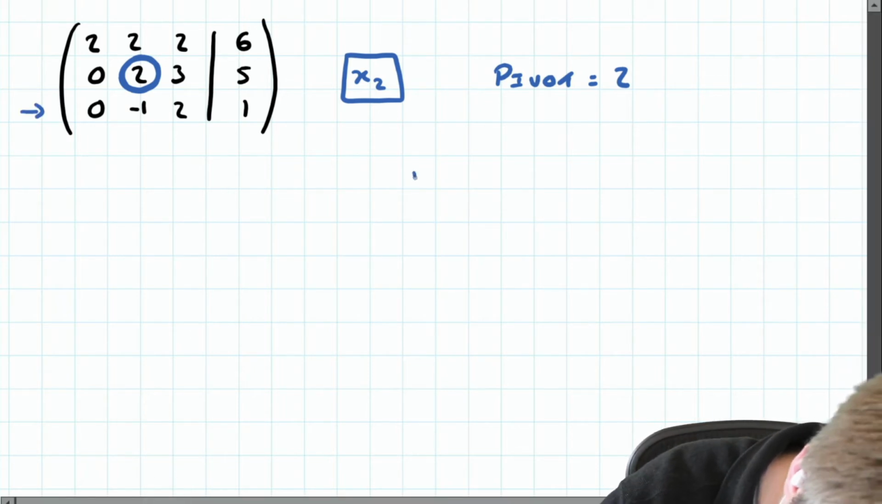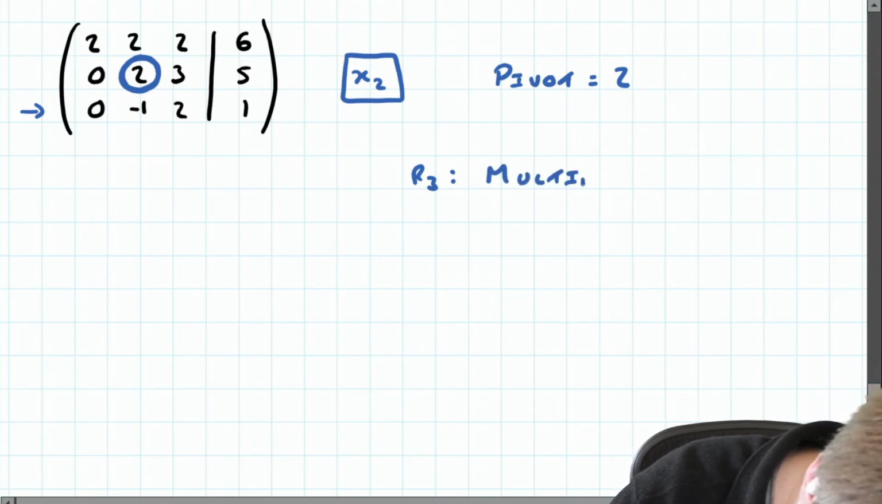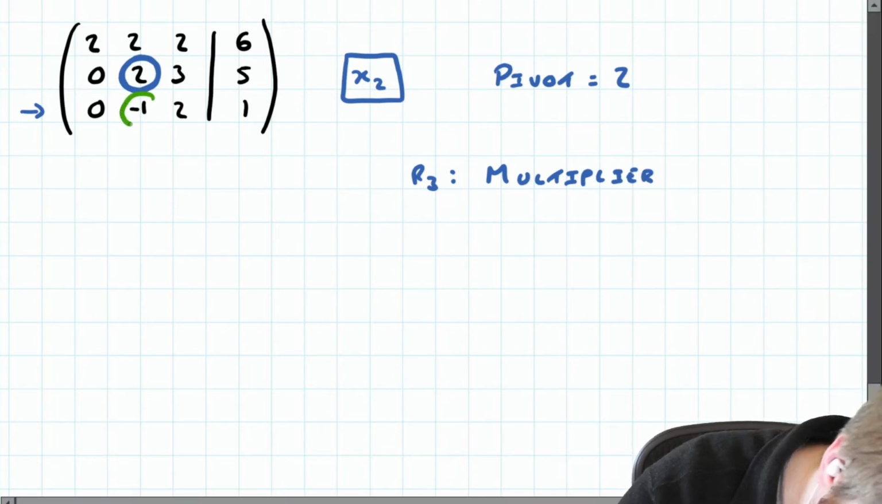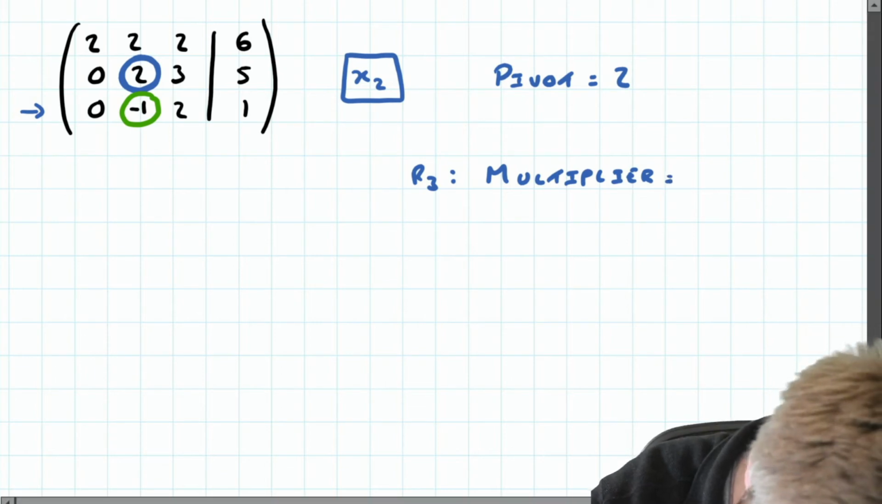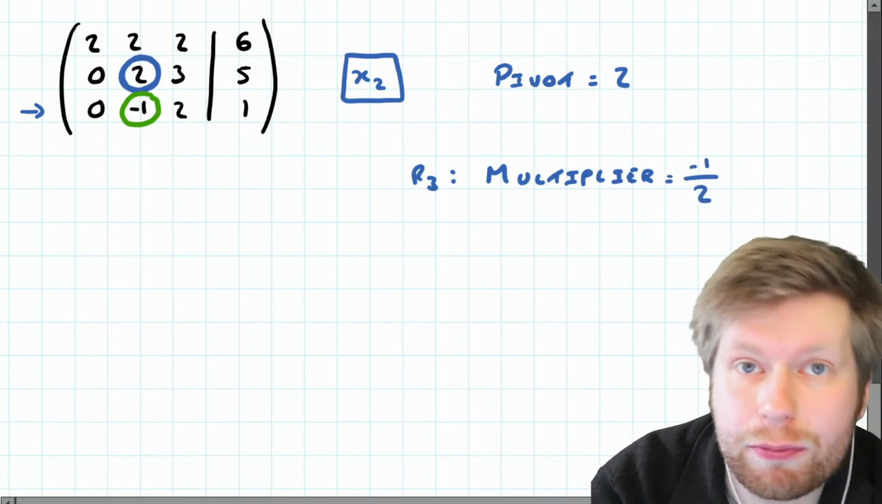So looking at row 3, let's figure out what my multiplier is. Now just remember, the way I work out my multiplier is exactly the same as before. I want to get rid of this -1, which means I need to take the -1 and divide it by my pivot. So this is going to be -1/2.